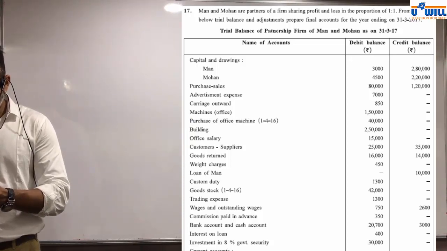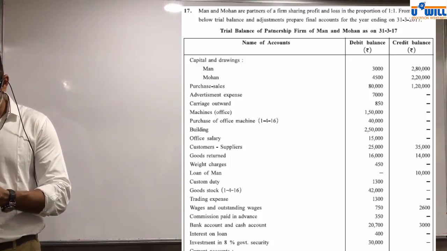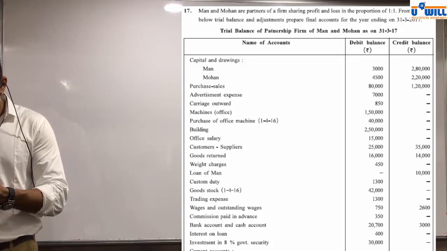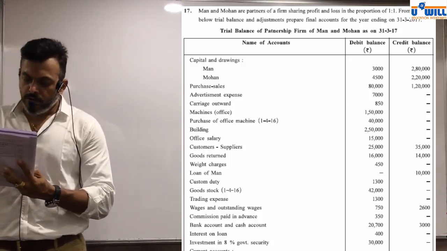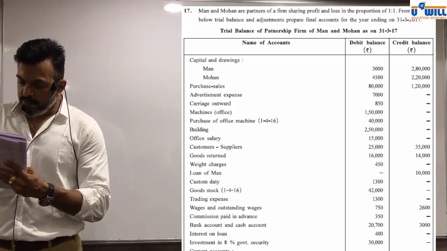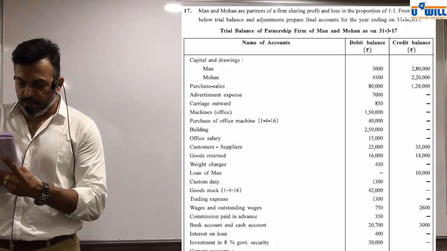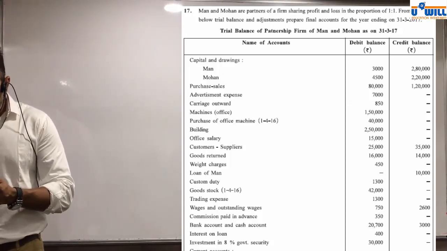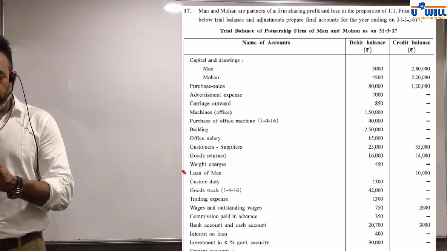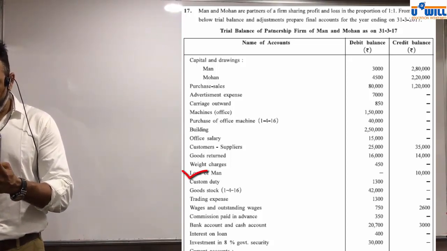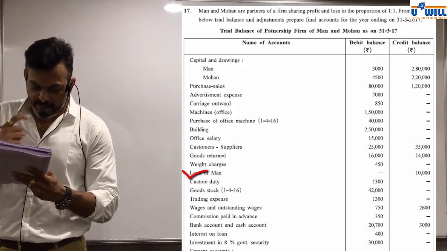Then building, asset. Office salary, profit and loss. Customers and suppliers: customers 25,000 asset, suppliers liabilities 35,000. Goods returned 16,000 is sales return and 14,000 is purchase return. Tick purchase and sales above. Freight charges, trading. Loan of a partner, loan of Mohan. So you will have 6% interest. Okay, it's a hidden adjustment. Tick it, we will do it together.